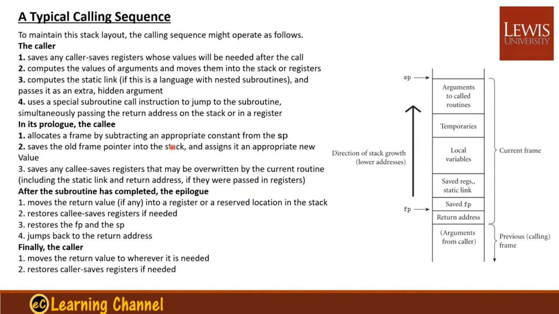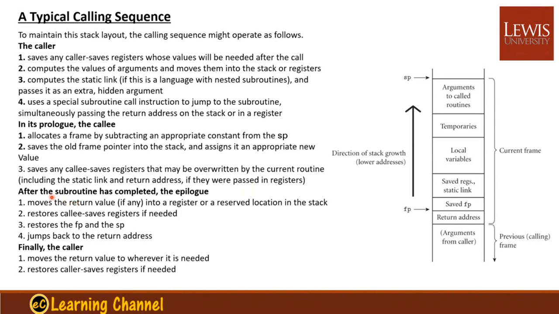So basically, you have the return address saved and the arguments passed, and then we enter the prologue for the callee and enter the current frame. So we save the old frame pointer to the stack, and assign it appropriate new values. So the frame pointer moves to a new place.